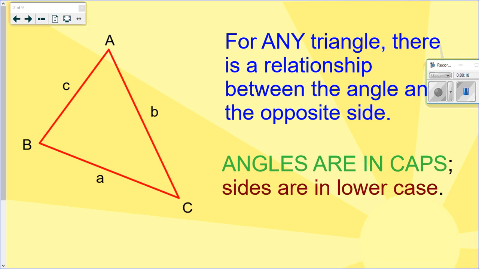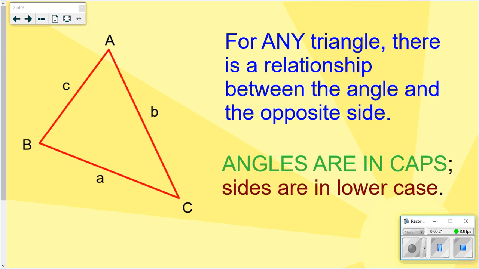Now, it turns out that for all triangles, there is a relationship between the angle and the length of the side. Okay? Now, I believe I said once before that the angles are always in capital letters. Well, sides, the lengths, are now in lower case. So this actually did apply for regular 90-degree right triangles, but we really don't use it very often in that situation. Generally speaking, we use opposite, adjacent, and hypotenuse there.